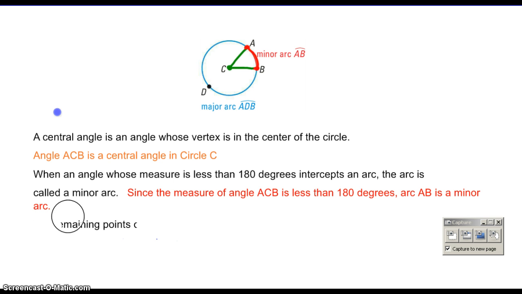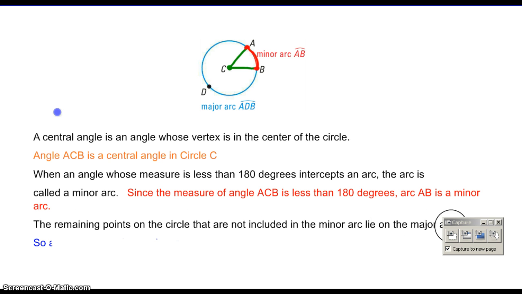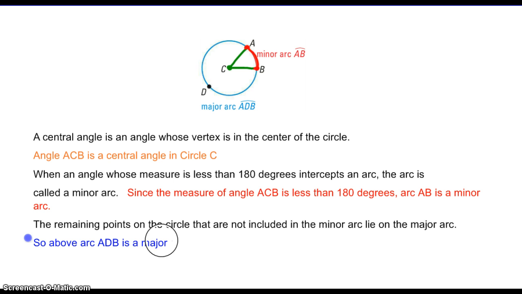Now when that angle intercepts that minor arc, the leftover points are considered a major arc. So our minor arc is AB, and our major arc are all the remaining points. Okay, so keep pausing the video as you need to.